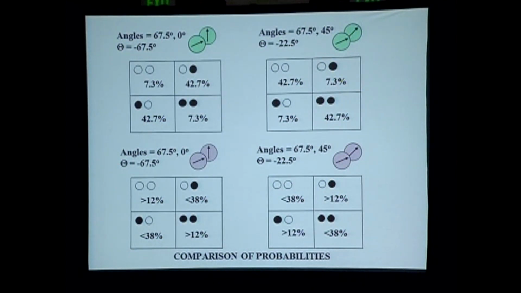Here are the results for quantum mechanics on the top, showing the bottom two polarizer settings for quantum mechanics and for local causality. The local causality numbers, less than 38% and so forth, are derived algebraically from the inequality constraint that I showed you on the last slide.